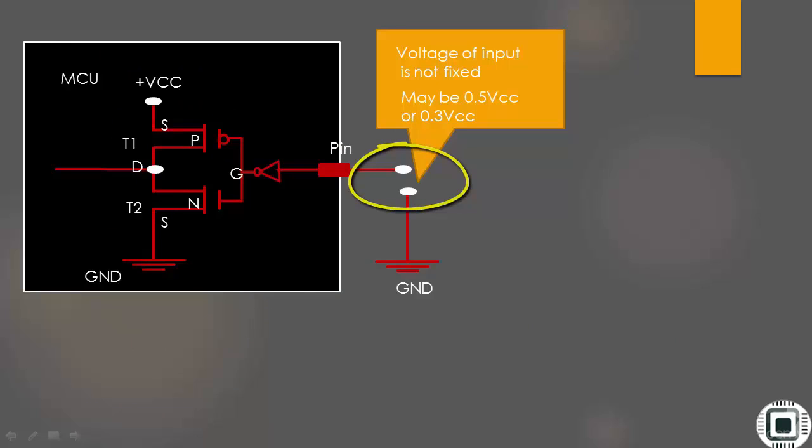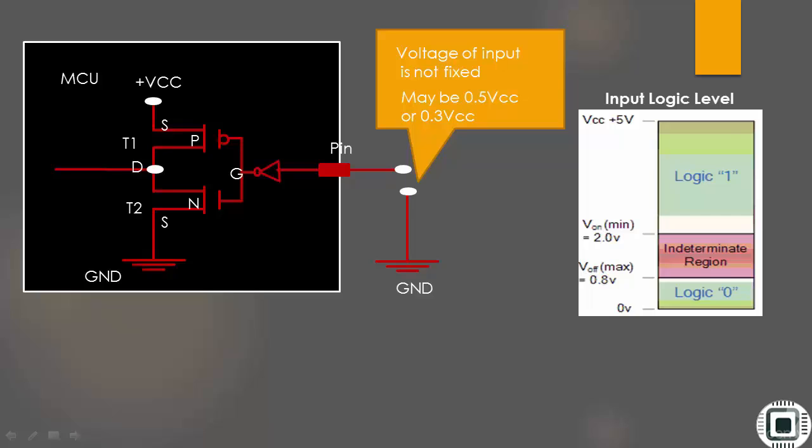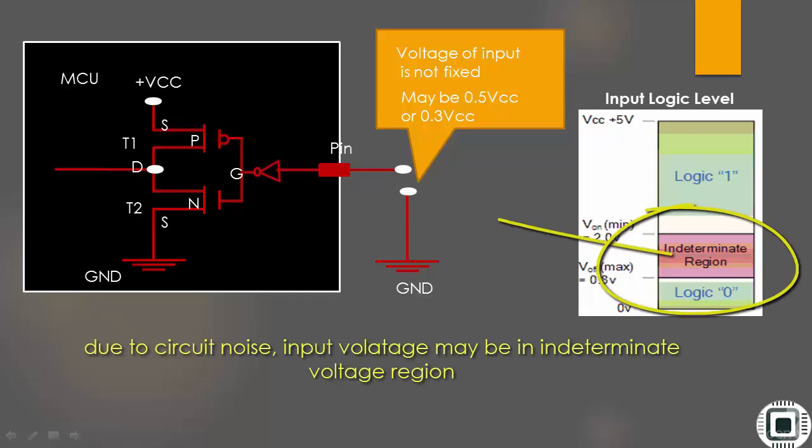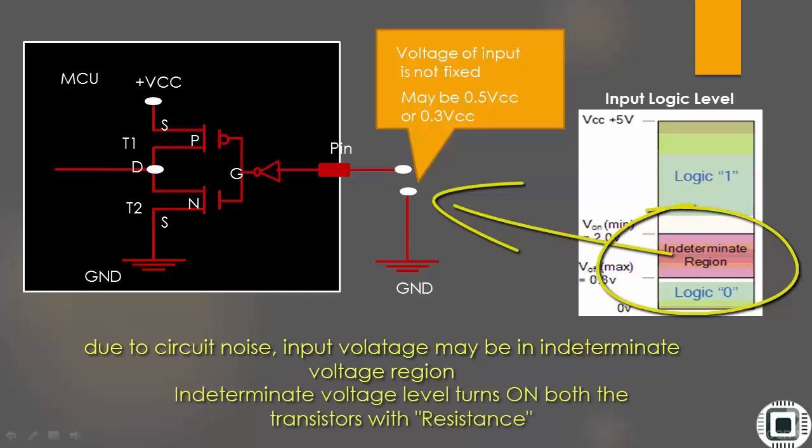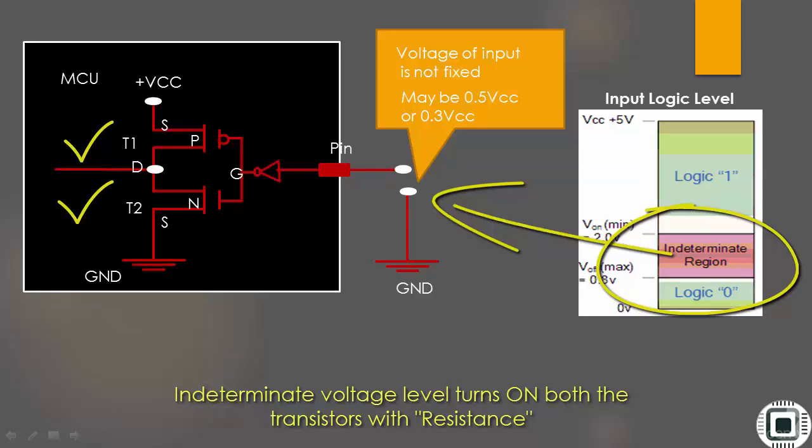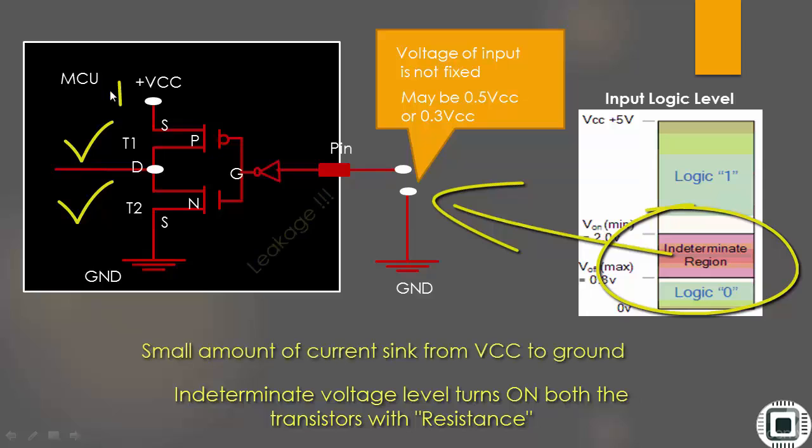So due to the circuit noise, what actually happens is that the input voltage may toggle between 50% or 70% of the VCC to say 30% of the VCC. That means the voltage on this pin will be somewhere in this region, which actually turns on both the transistors with resistance. So as a result, a small amount of current will sink into the ground, taking this path.